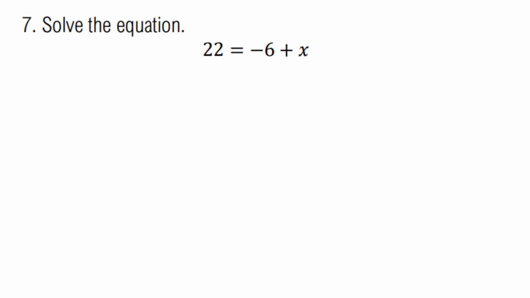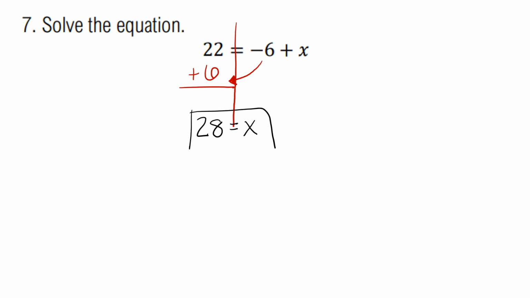Number 7, solve the equation 22 equals negative 6 plus x. When we combine our like terms, 22 and negative 6 are on opposite sides, so we do the opposite operation. We take the negative 6 away from the variable x. A negative 6 changes to the opposite. We make it a positive 6. 22 and positive 6 give us an answer of 28. X equals 28 is our final solution.